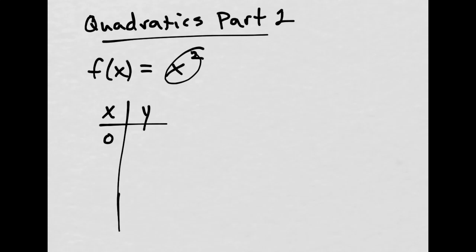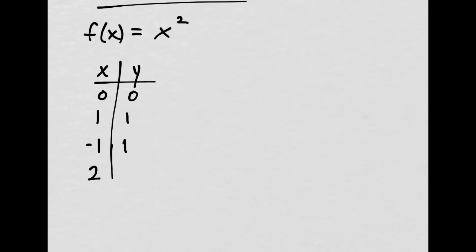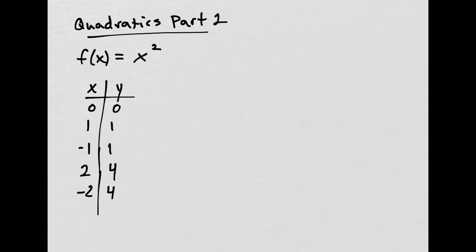But if I plug in 0 to that, 0 squared is 0. Plug in 1, 1 times itself is 1. Negative 1 times itself, negative 1 times negative 1, that's a positive 1 still. Okay, and I plug in 2 and I get out 4, because 2 times itself is 4. And negative 2 times negative 2 is still positive 4. So I have that, and now I'm going to plot that.